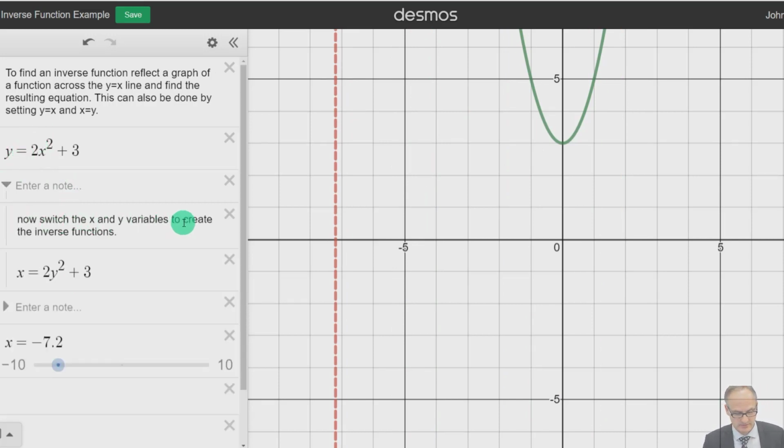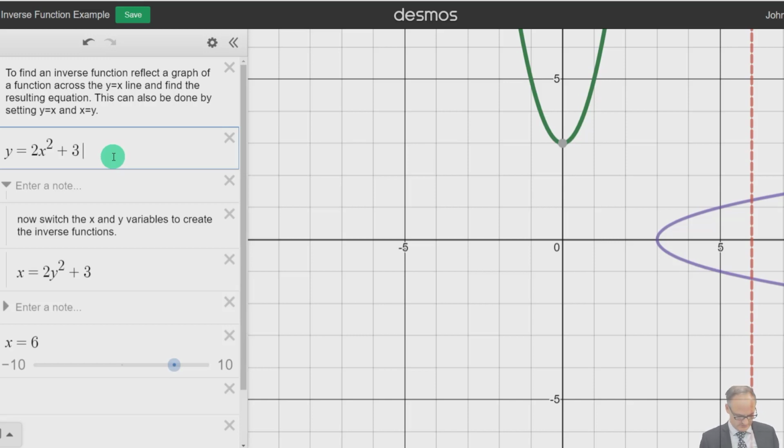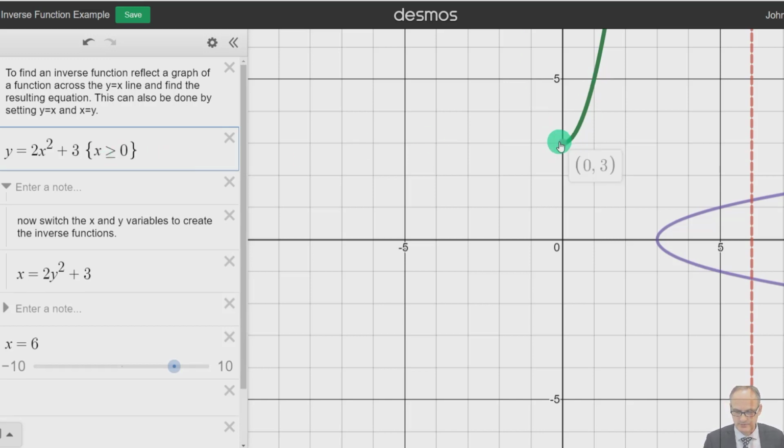So if we look around now, what happens when we switch the x and y variables, we get the graph over here. The only problem with this graph, although it's the inverse of our green function, is it's no longer a function because it doesn't pass our vertical line test. So what I need to do is restrict the domain of my original function. So I'm going to change my domain so my original function only goes to here.